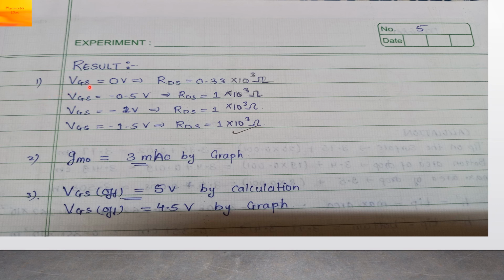This is the result. This first part we get from the drain curve. For each curve we have found RDS. gMO we get from the transconductance curve. VGS off also we get from this curve, and VGS off from the calculations.